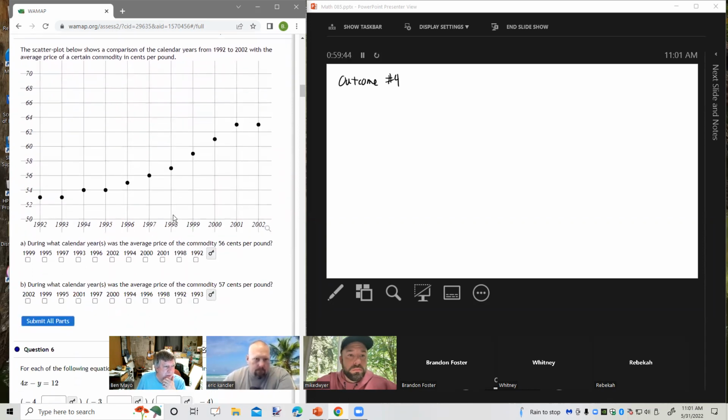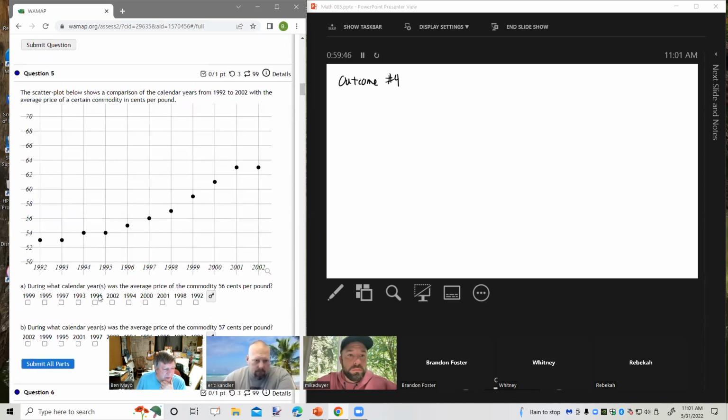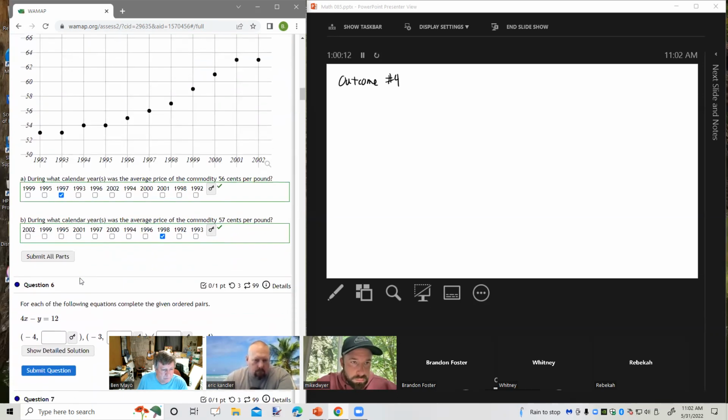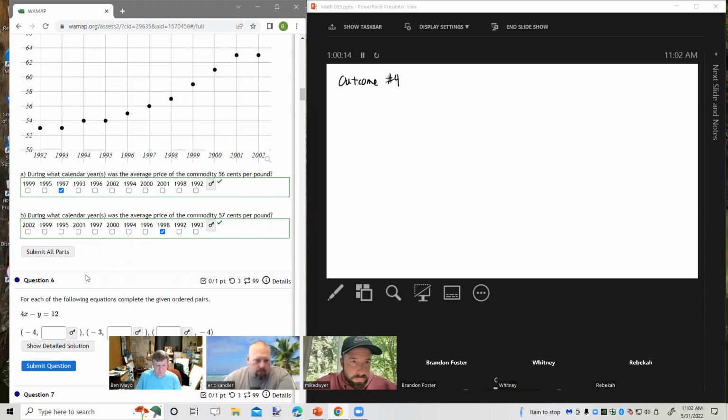Now they have the points. During what calendar year, here's our calendar years along the bottom, was the average price of the commodity 56 cents per pound? Well, here's 56 cents, so that would be 1997, the only one. Okay. During what calendar year or years was the average price of the commodity 57 cents per pound? And that would be 1998. Okay.